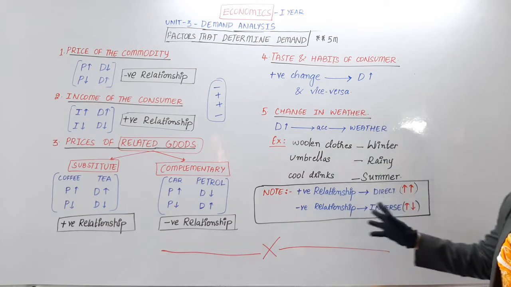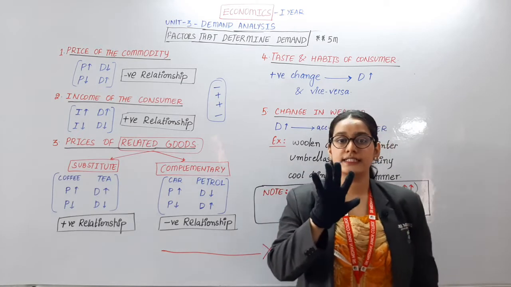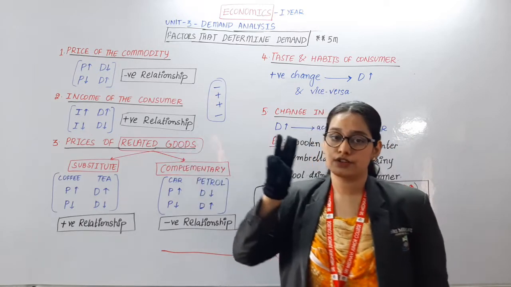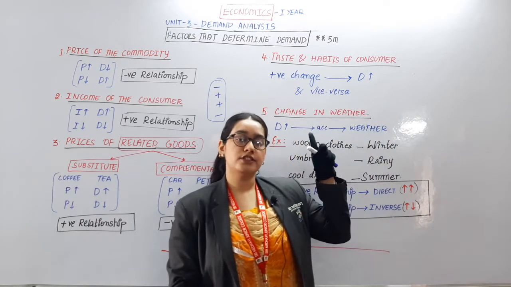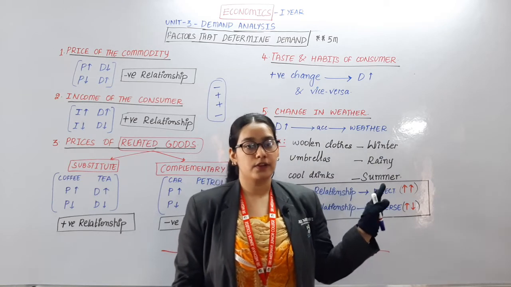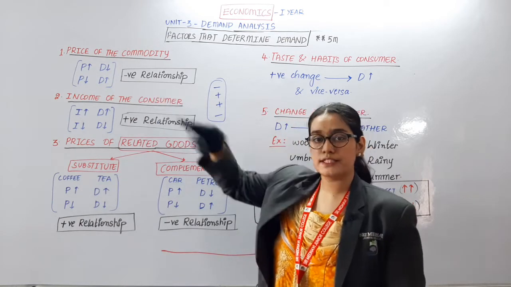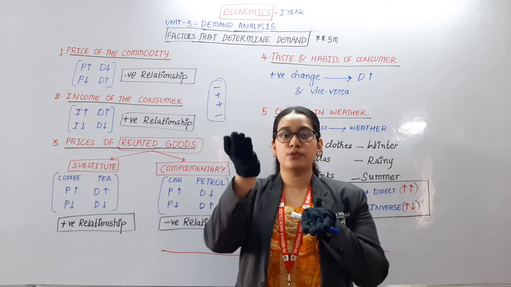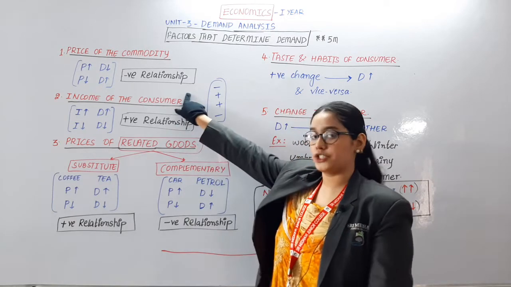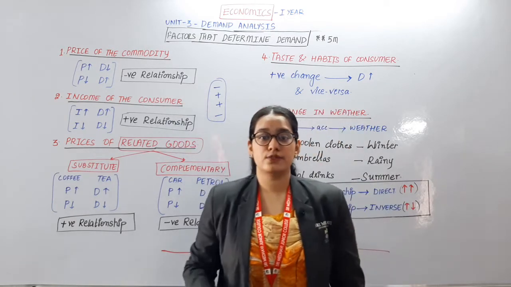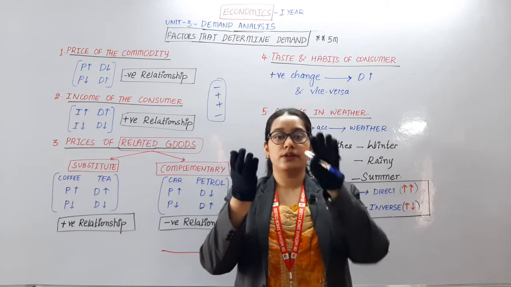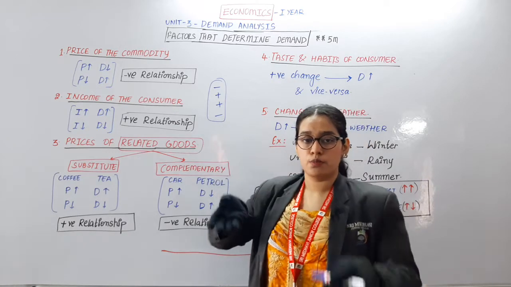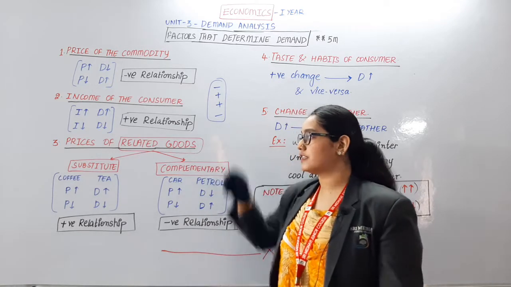All five points are completed. The five side headings are: price of the commodity, income of the consumer, prices of related goods, taste and habits of the consumer, and the weather. First point, price is more, then demand will be less. Price is less, demand is more. Up and down, negative relationship. Second point, income of the consumer. Income is more, demand is more. Income is less, demand is less. This is a positive relationship.